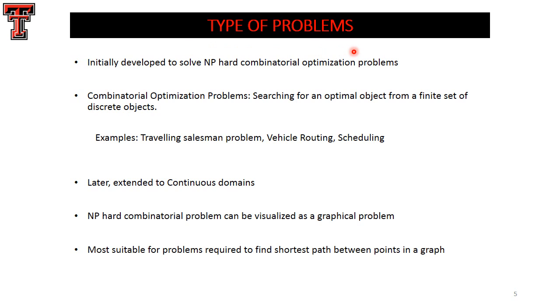This slide briefly describes the type of problems that can be solved using the ant colony optimization algorithm. Initially, this method was developed to solve NP-hard combinatorial optimization problems. Combinatorial optimization problems are those problems in which the independent variable governing the objective function can take only discrete values. Examples of such problems are the traveling salesman problem, vehicle routing, and scheduling.